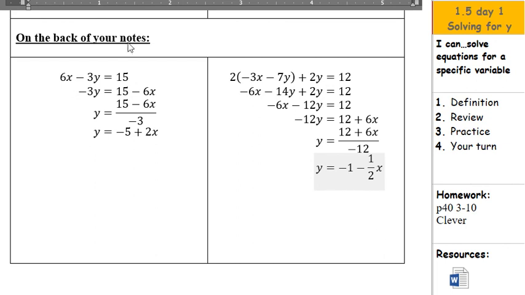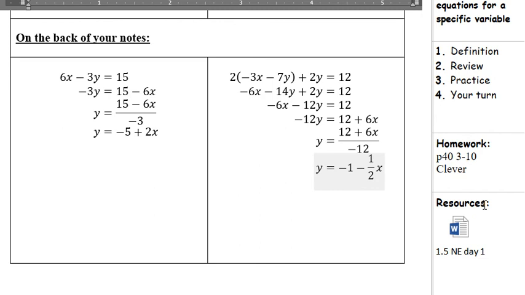What I want you to see here is that we have y equals negative 5 plus 2x, and we have y equals negative 1 minus 1/2 x. We are never going to leave our answer as this divided by negative 3. And I also want you to know that in your homework, which is 3 through 10 in Clever, you're never going to have an answer with a fraction. All of your answers will be whole numbers, not fractions.